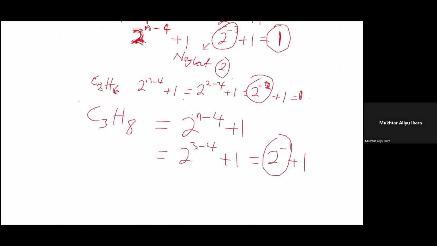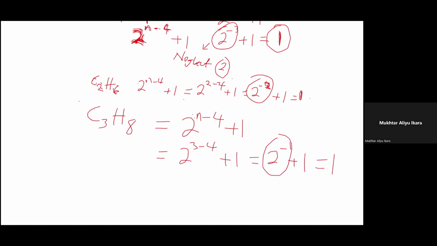So that is why methane, ethane, and propane, they only have one isomer. So that is why we said they do not exhibit any isomerism. So now the next thing, let's take butane.